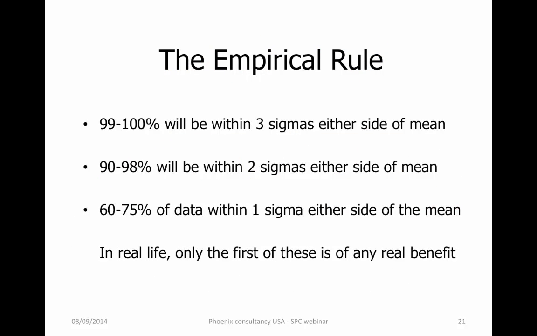If a process is behaving predictably, that is, it is within control, we can make the following assumptions. 99 to 100% of the data points will be within 3 standard deviations, that's 3 sigma, on either side of the mean. 90 to 98% will be within 2 sigma, and 60 to 75% of the data will be within 1 sigma. In practice, the first of these, the 3 sigma, is used to mark the upper and lower process limits. If the process is behaving predictably, points outside the control limits should be very infrequent, and their presence is likely to be a signal of something happening to the process that's starting to push it out of control.